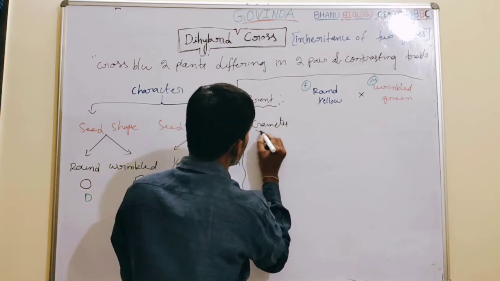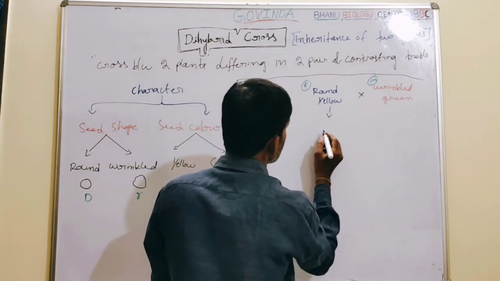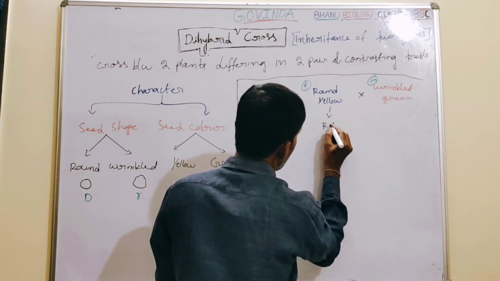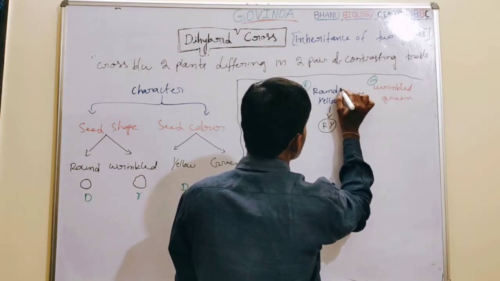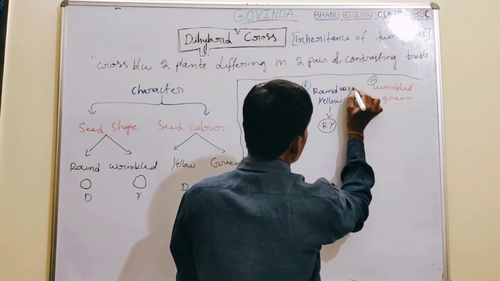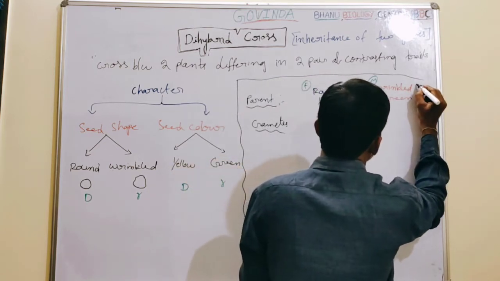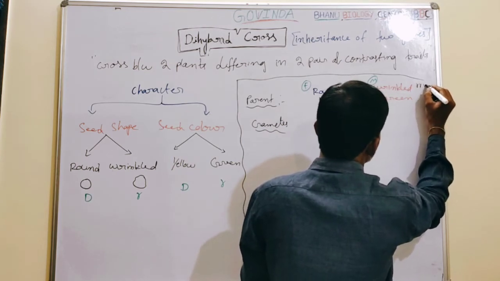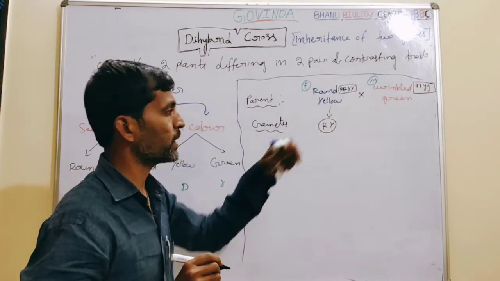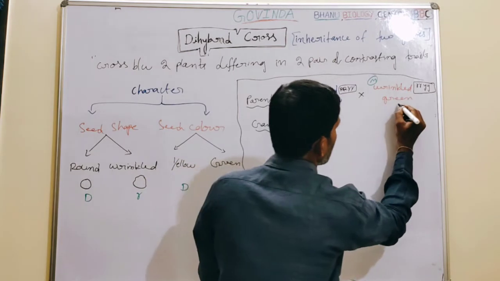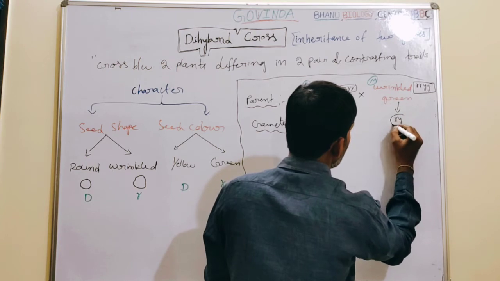First, it is necessary to write the gametes produced by these two parents. This parent produces gametes with RY. Here itself I wrote the genotype of this one: capital R, capital R, capital Y, capital Y. This one is small r for wrinkled, and small y represents the green color. Based on this genotype we can easily write the gametes. This plant produces gametes with small r, small y.